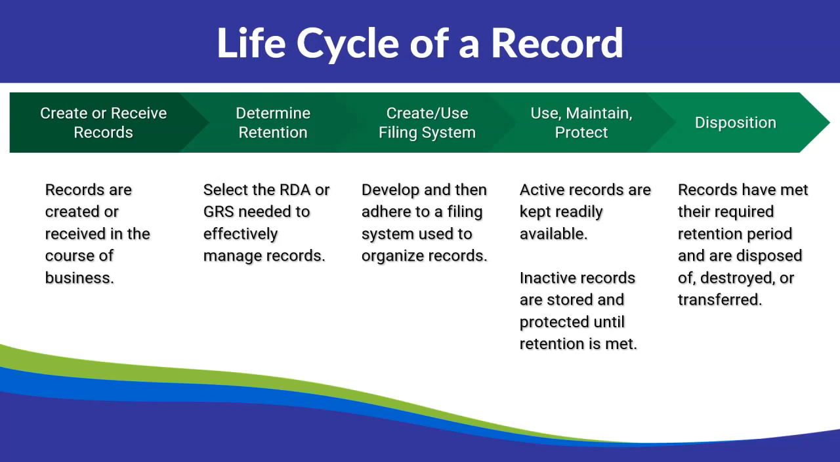Records management addresses the life cycle of records. The record's life cycle is the period of time that records are in the custody of the library and usually consists of these stages. We start when we create or receive a record. Next, we determine how long we must keep it, where we must put it, how we use and store it, and finally, how we dispose of it.